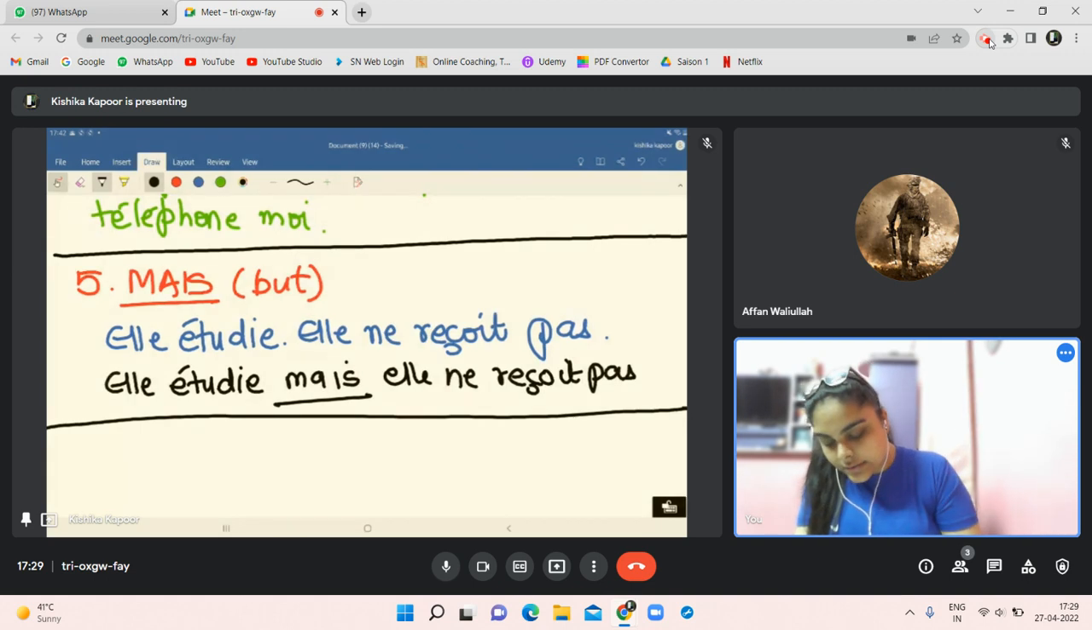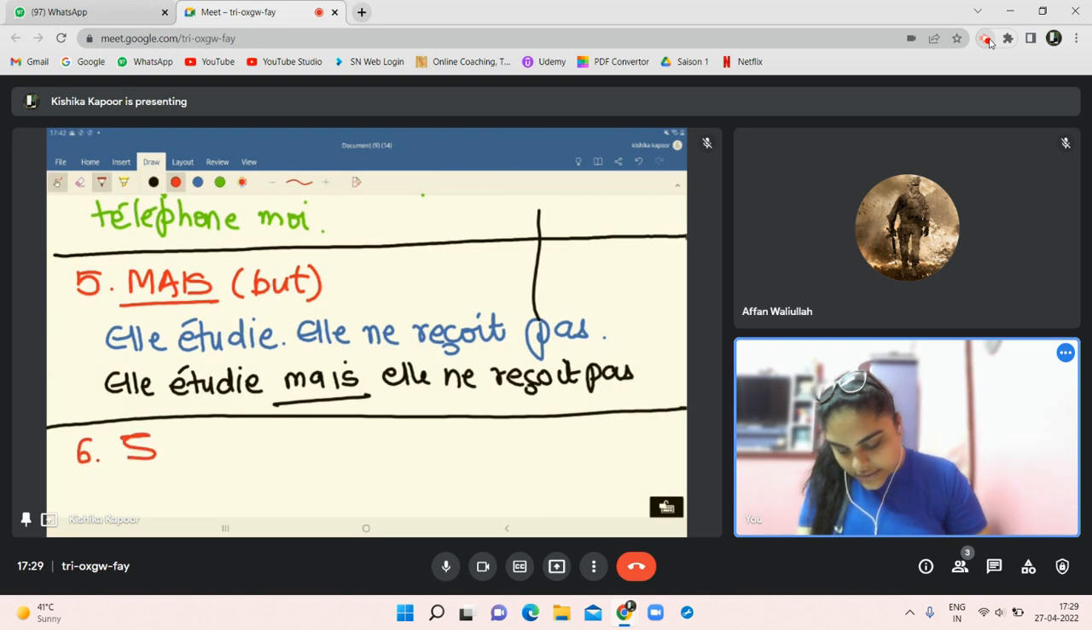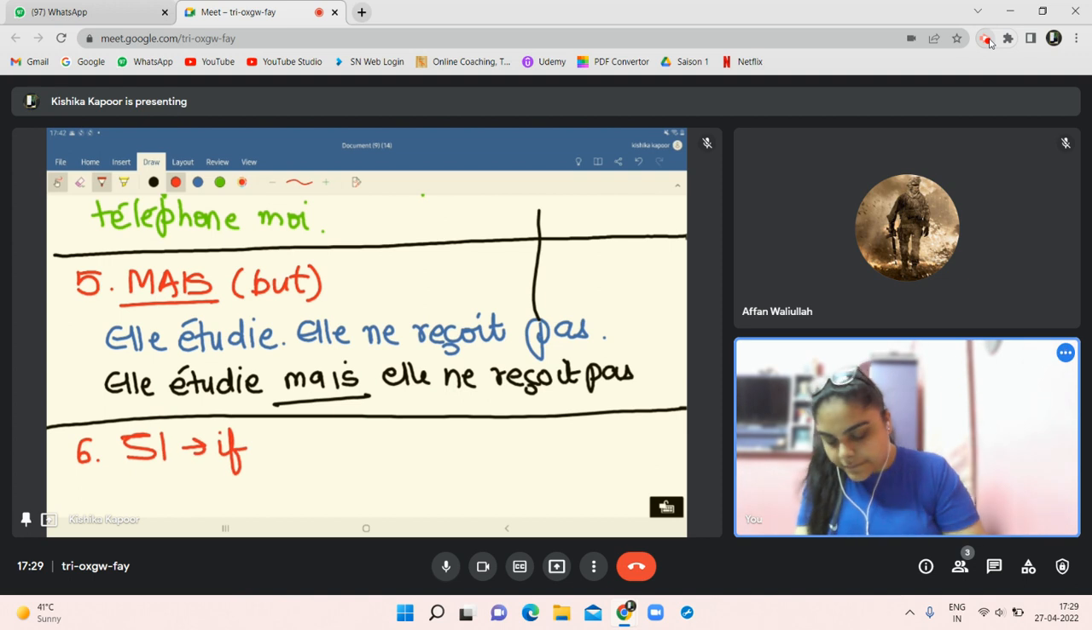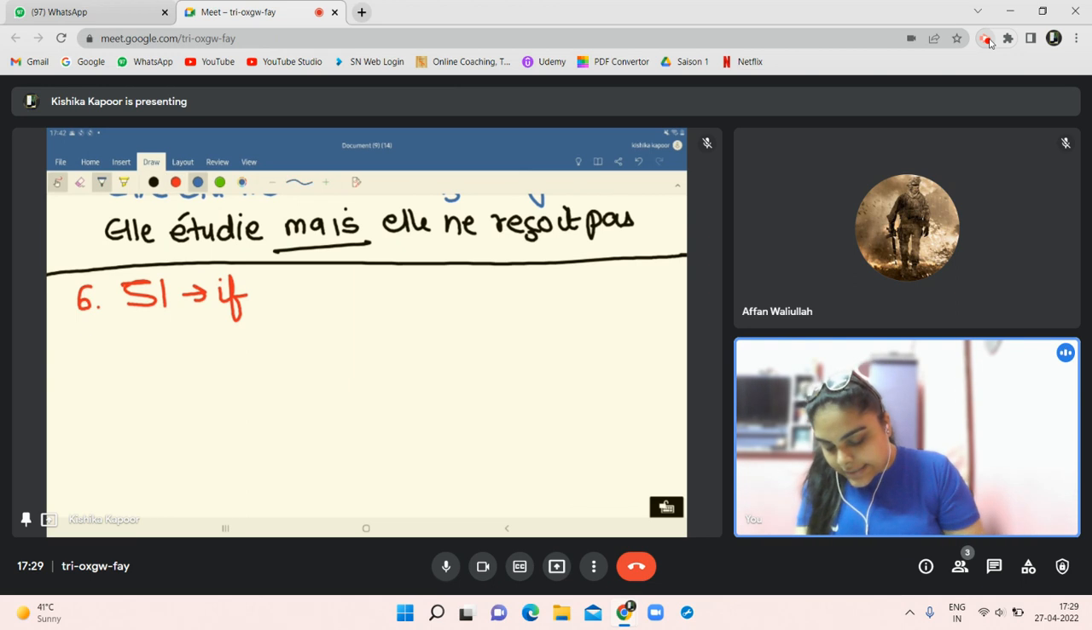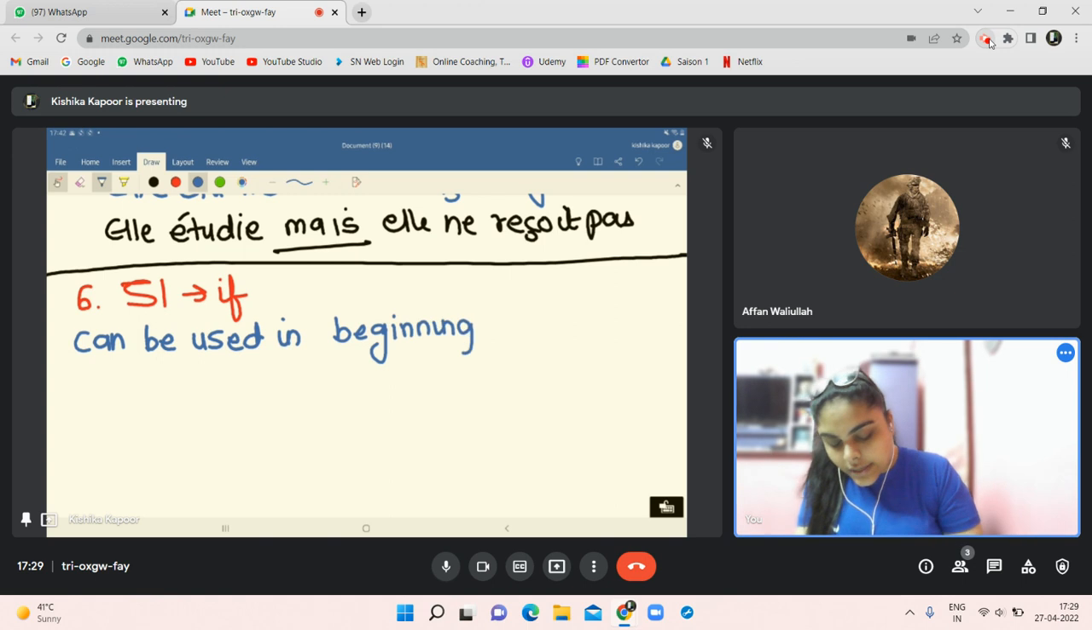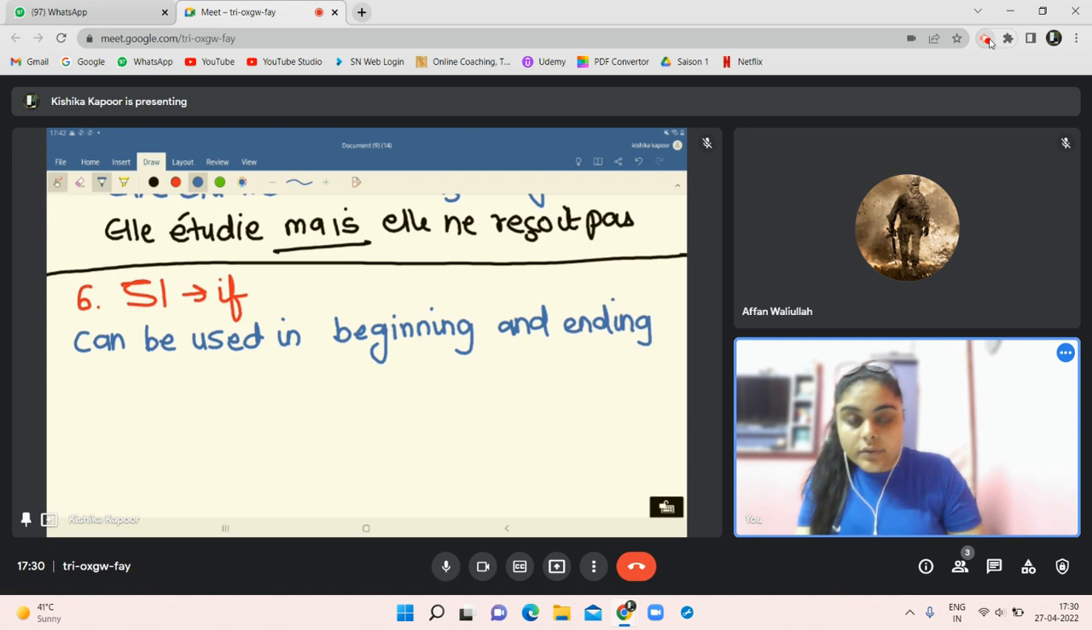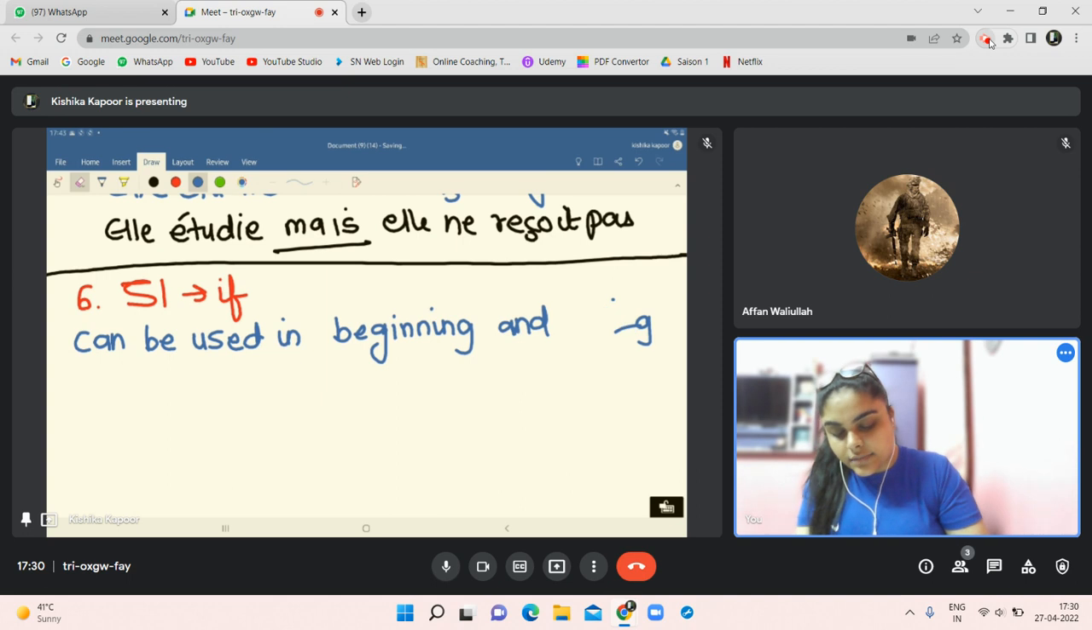After that, sixth. Si is if. Okay, when will you use if? Also, si is the only connector that can be used in the beginning and ending. We can use it in the beginning of the sentence, the end, and middle, sorry. Like we were using all the connectors above.